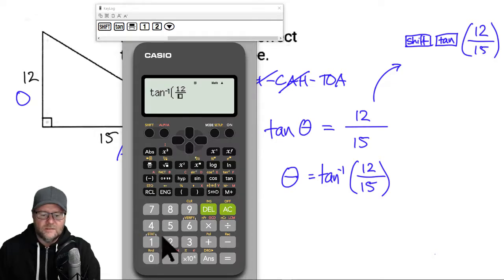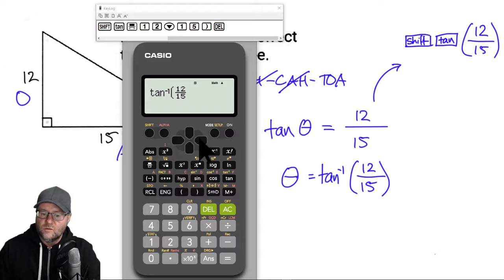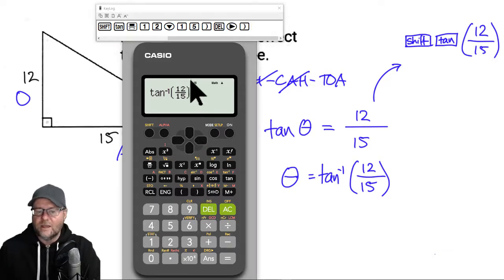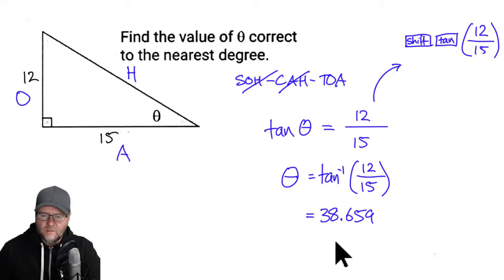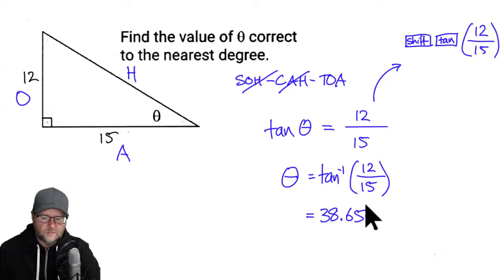12, down cursor, 15. Don't forget now, don't do this. Don't close the bracket there. You need to move the cursor across to the right before you put the bracket, so the bracket goes around the whole thing. Theta equals 38.6. We are almost done, because we're asked to find it to the nearest degree.